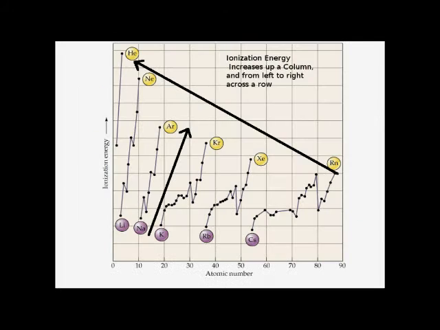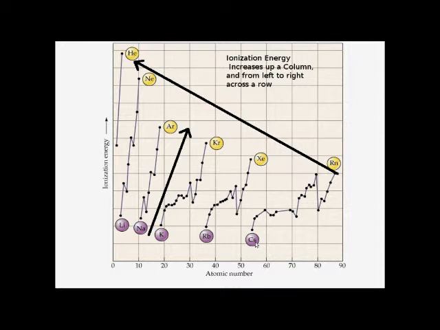So we have two general trends. If we look at a column, such as the noble gases here, we see that the ionization energy increases as we go up the column. It's not a linear trend here, but it's still an increase as we go up the column. High in the column, helium has the highest ionization energy. Low in the column, radon has the lowest ionization energy.